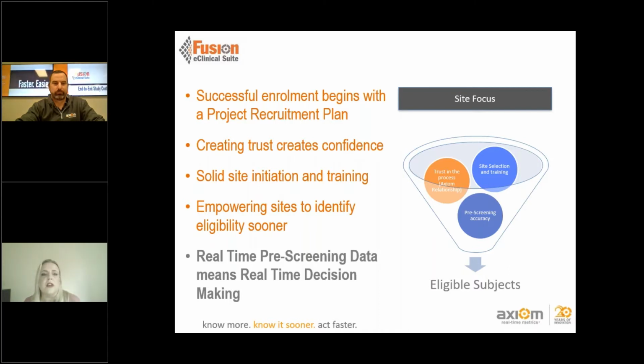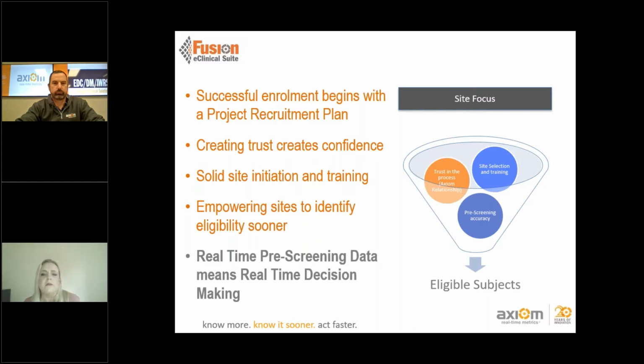Additionally, we need to look at creating trust, creating confidence. So trust in the process. So trust between the sponsor and any vendors is essential and can be facilitated with open and honest communication. Trust between CRAs and sites is also important for a smooth working relationship. And sites want to know you really have their patients' best interests at heart. And that trust the site has in you will flow over to their patients and be felt when they're being approached for your study.